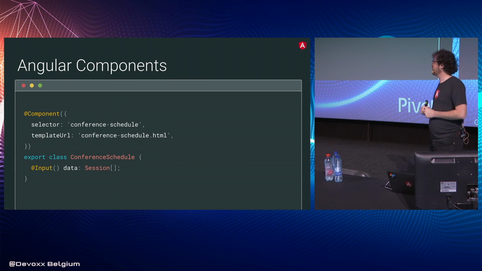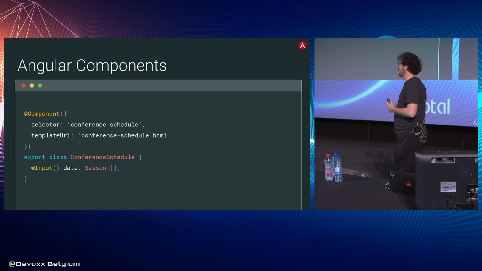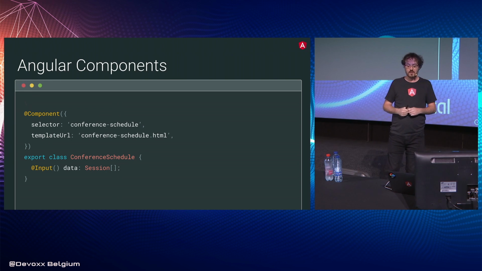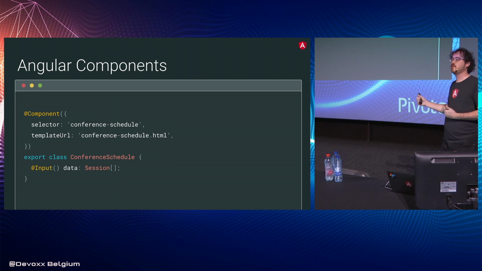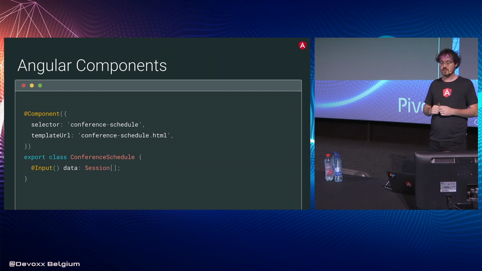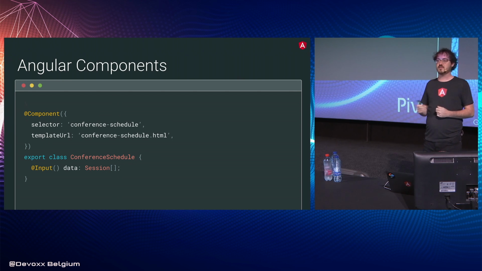And here's an example of what that component might look like. On the other side of that binding, we have a conference schedule component which has an @input decorator on this data property. And that's telling Angular that this data field represents a public property of the component, something that a consumer might provide a value for. And Angular will take care of updating the value of this field whenever the consumer provides a different value.